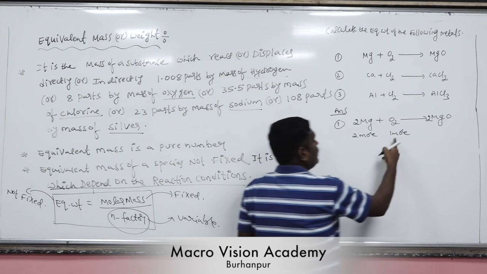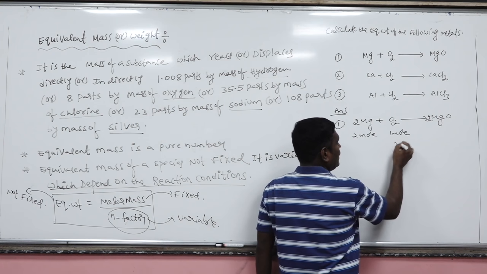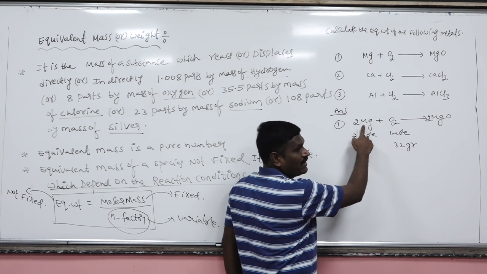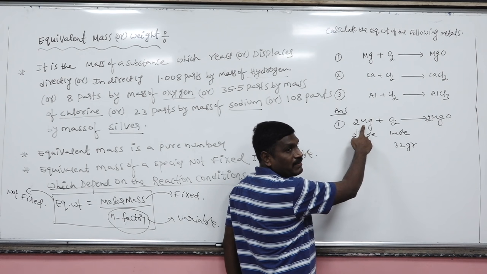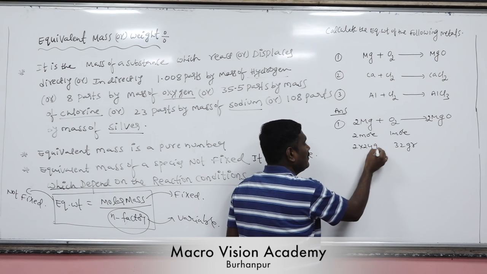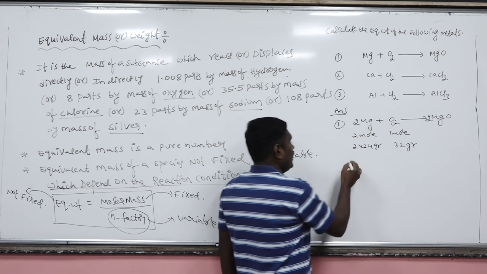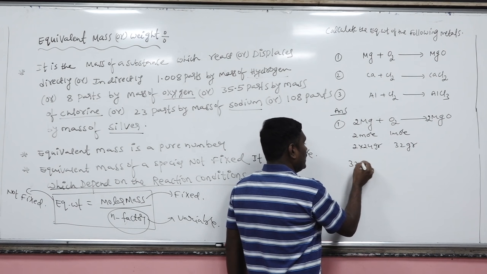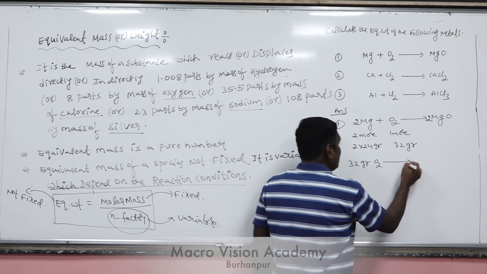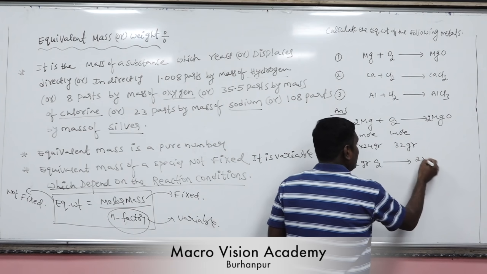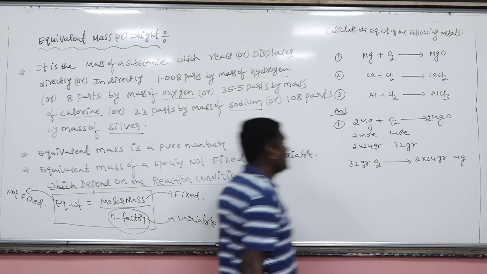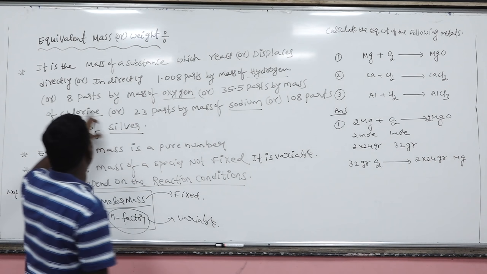Let's suppose, do you know what is the molar mass of oxygen? 32 grams. What is the molar mass of magnesium? 24. Because atomic weight is 12, atomic mass is 24. 1 mole 24, 2 moles 2 into 24. Yes or no? Now this is the unitary method. Now 32 grams of oxygen reacts with 2 into 24 grams of magnesium. Yes or no? Yes. What is the standard equivalent weight of oxygen I am taking?